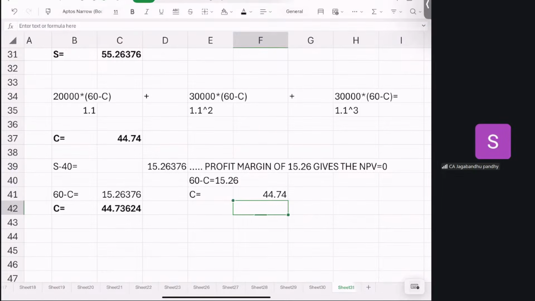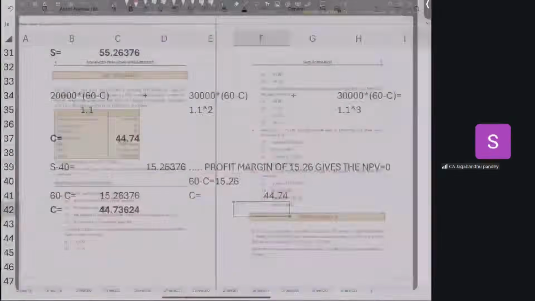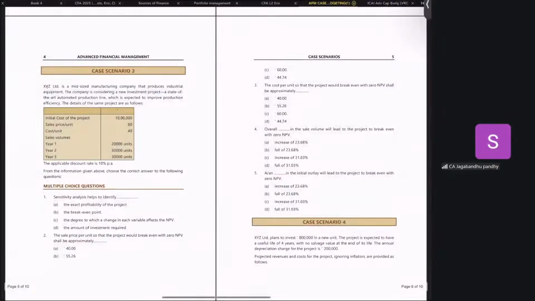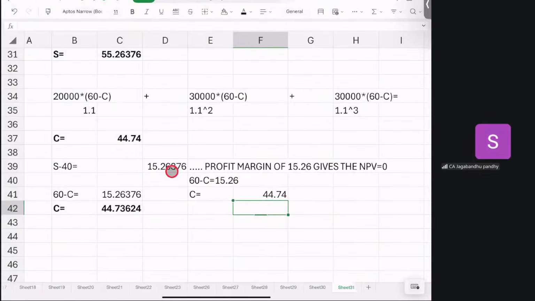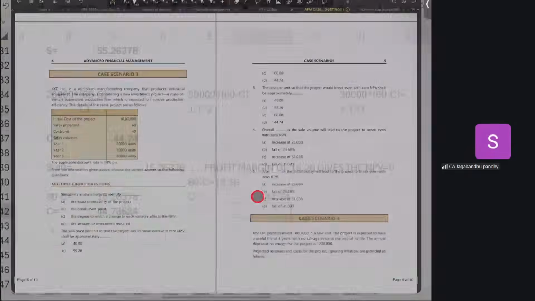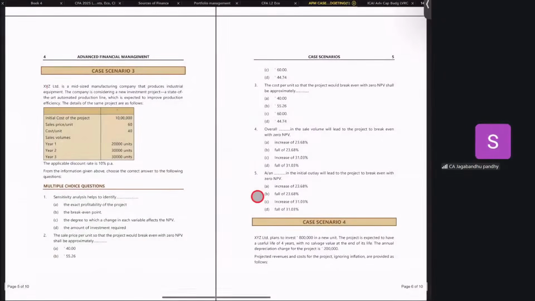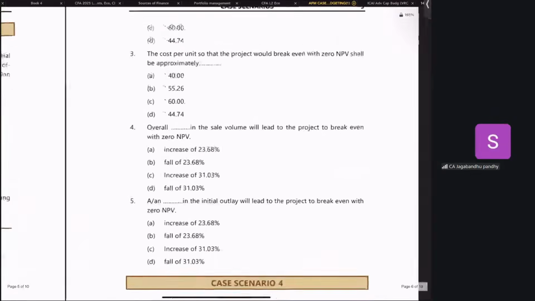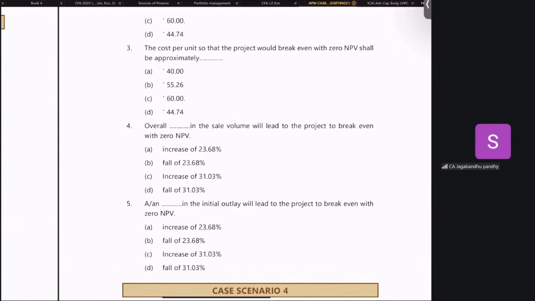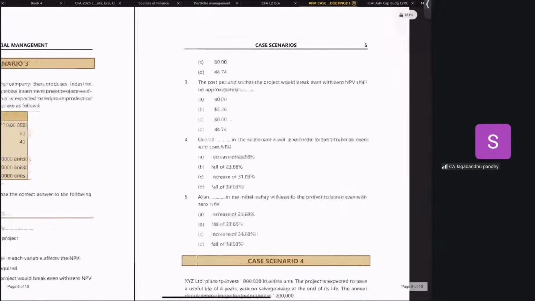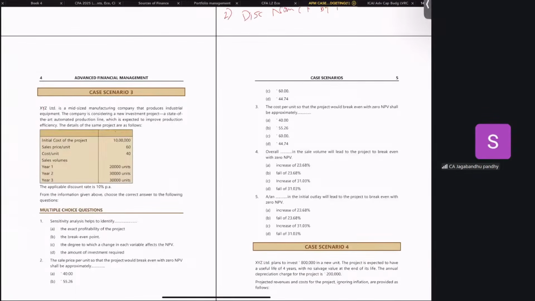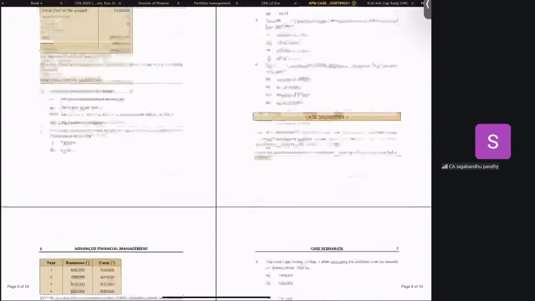Okay. So the answer is 44.74. We want to ensure that the profit margin is 15.26. So for that, against revenue of 60, your cost should be 44.74. Okay. Are we clear? Third one, guys. Third one.